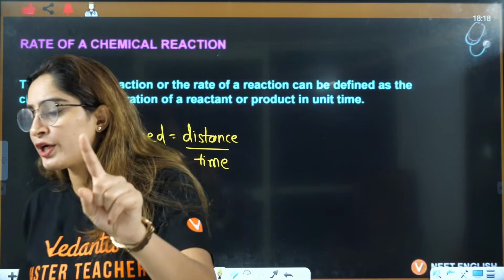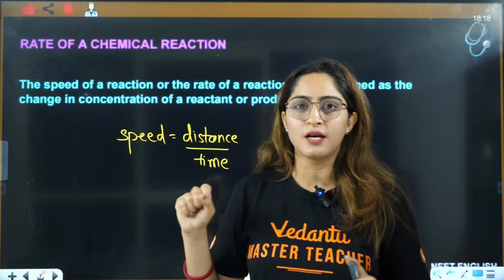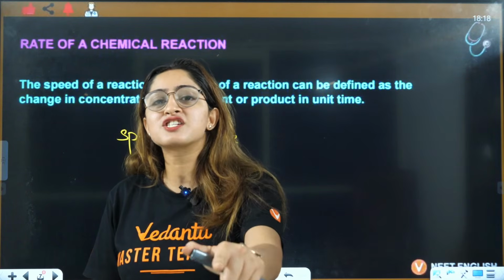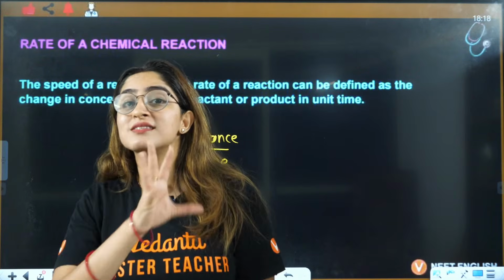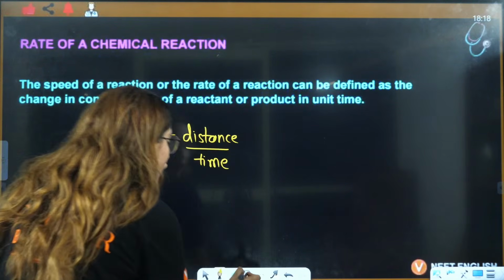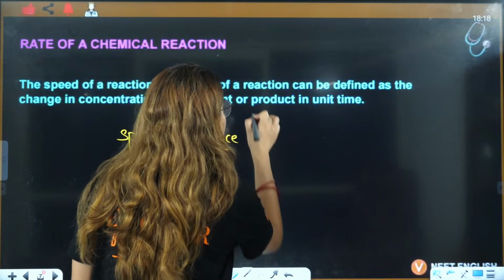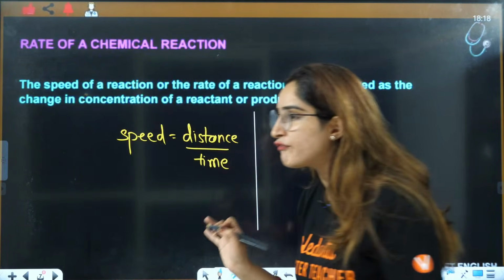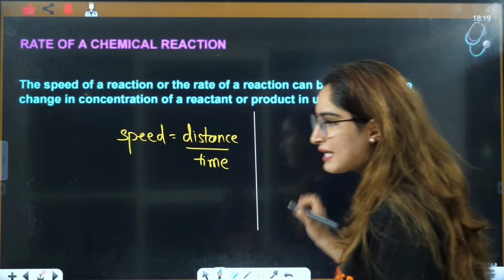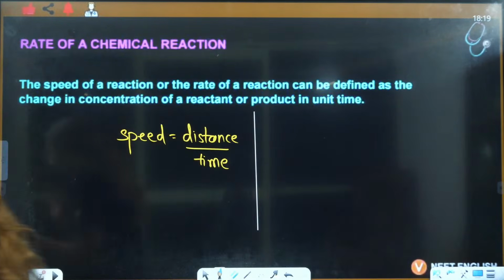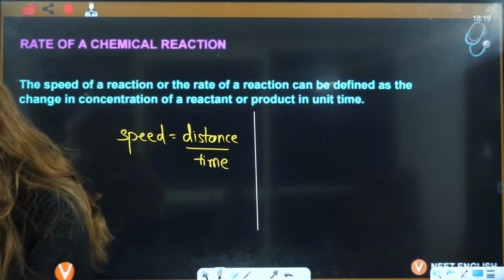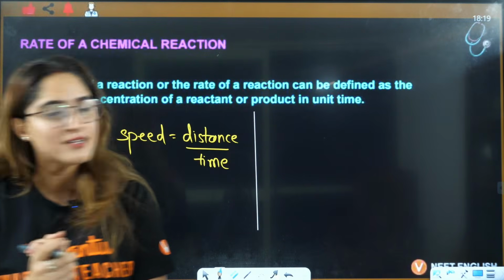Now, if you want to talk about a reaction, a reaction is not moving, it is not taking steps. A reaction is moving in terms of concentration. So, for a reaction, students, let me know in the chat box what we will write here. Yes, everybody, I am waiting for your comments. Yes, Murugan, tell me what is the doubt that you have. You can just type your doubt here and I will definitely answer that.